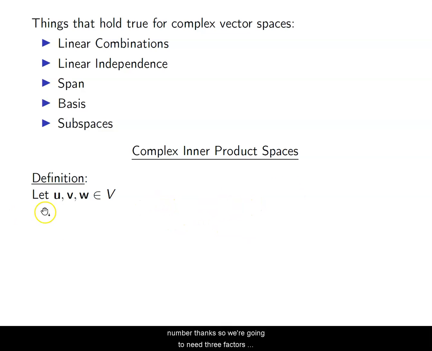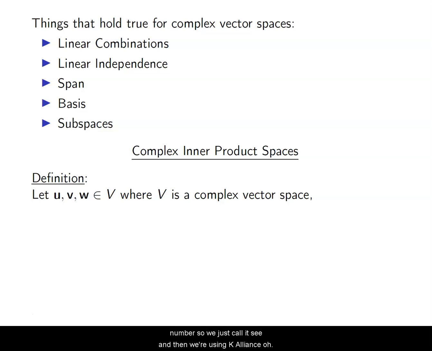So we're going to need three vectors, u, v, and w, inside of my complex vector space. And then I am going to need one scalar, which is a complex number. So we'll just call it c. I know we're using k a lot, or r's and s's. We'll just use c for now.